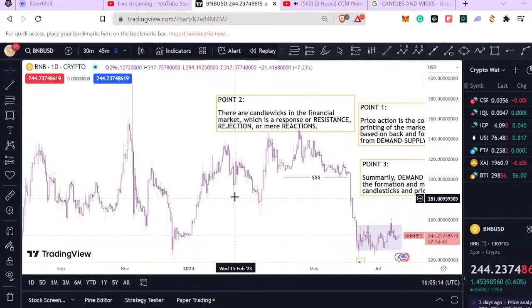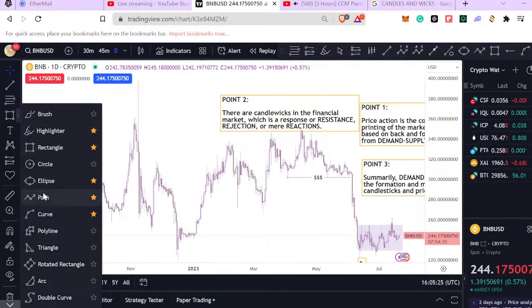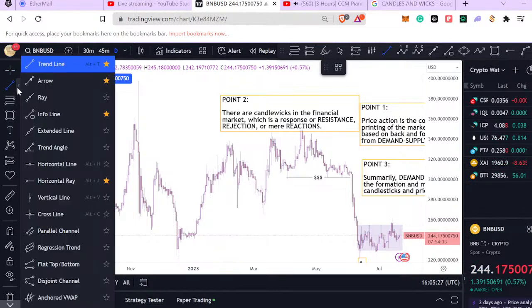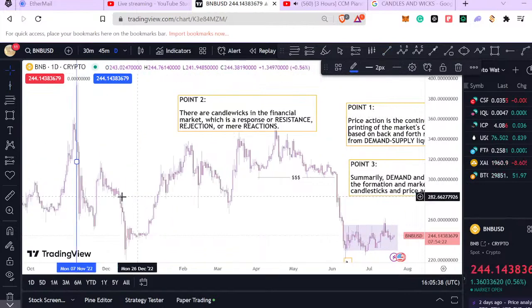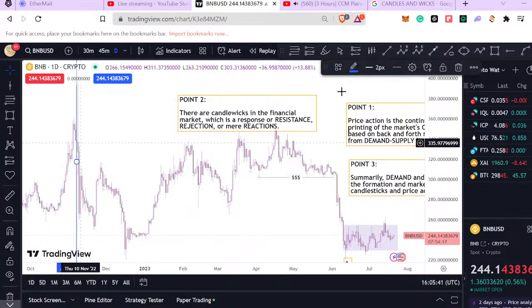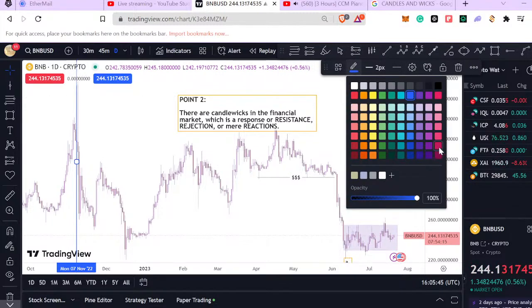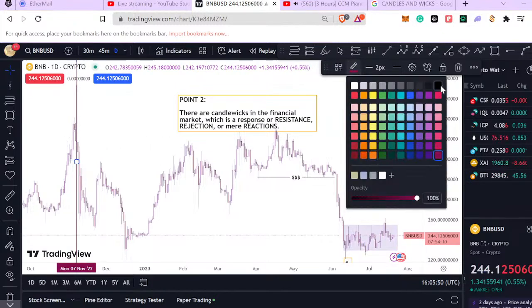Very important. Now, having said that, let's start from this particular time. This is Monday, November 2022. I want to pick my trend line, but let me pick maybe my horizontal ray, and just mark that zone. I mark that zone with every sense of care. I will change the color of that zone to maybe black.